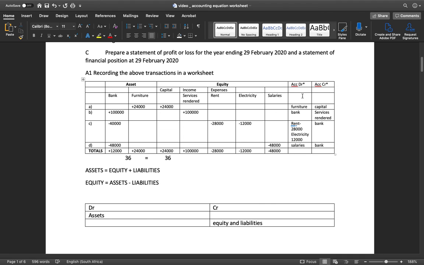Now that you've got the rules for debiting and crediting the accounts, you can now go on and put these transactions into the ledger and balance off the accounts, produce the trial balance, produce the financial statements. Enjoy yourself.